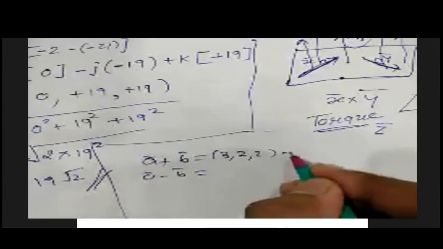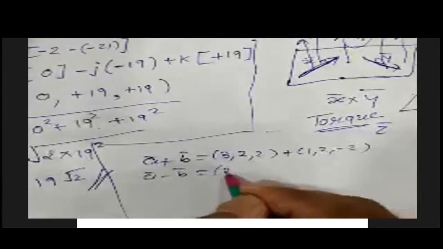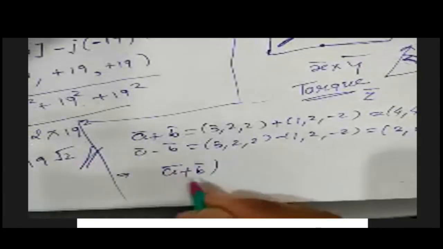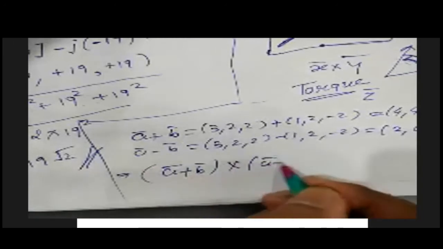Okay, so now let's find a plus b and a minus b. So a plus b: 3 plus 1 is 4, 0, minus 3 minus 1 is... 2, 2 minus 2 is 0, 2 plus 2 is 4. And the resultant vector must be a unit vector. That we will do. First of all, let's find the cross product, a bar plus b bar cross a bar minus b bar.